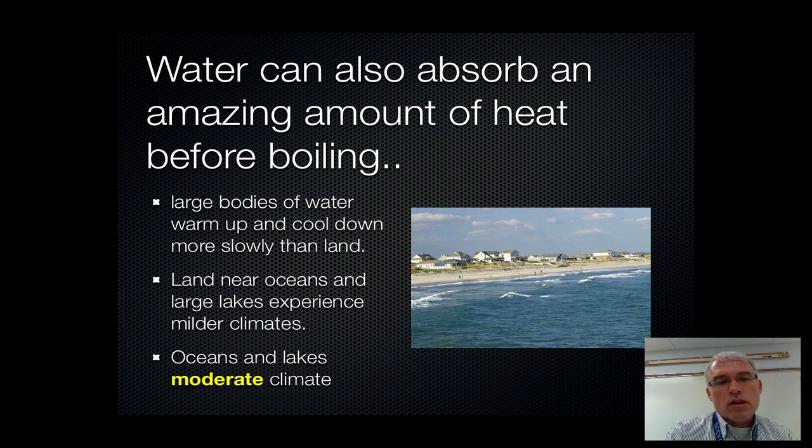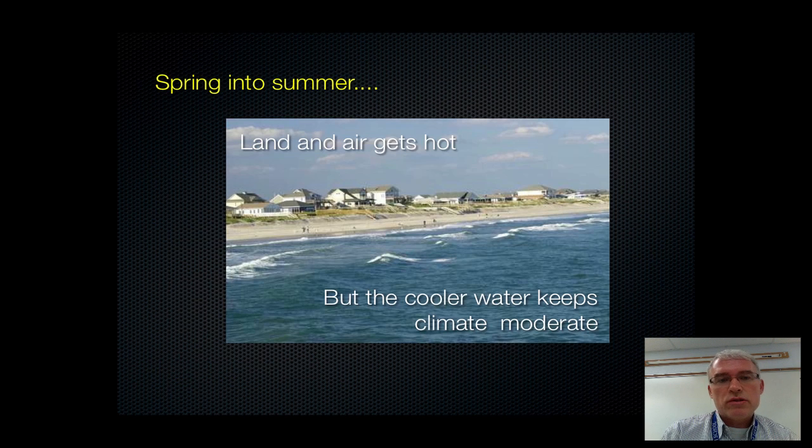And this means that large bodies of water are going to cool down and warm up more slowly than other substances like land or rock or air. So land located near oceans or large lakes experiences milder climates than areas that are farther away from large bodies of water. This effect is called moderation. So oceans and lakes, large bodies of water, moderate climate. They make the summers less hot and the winters less cold. So let's take a closer look at that.